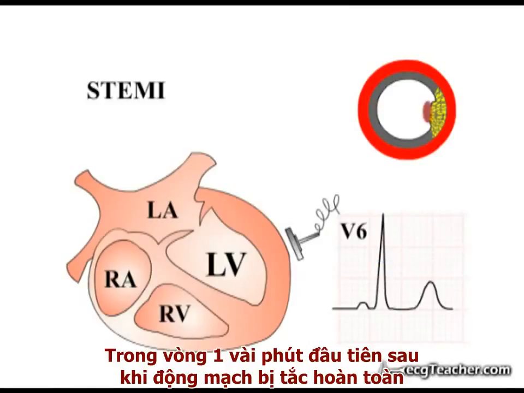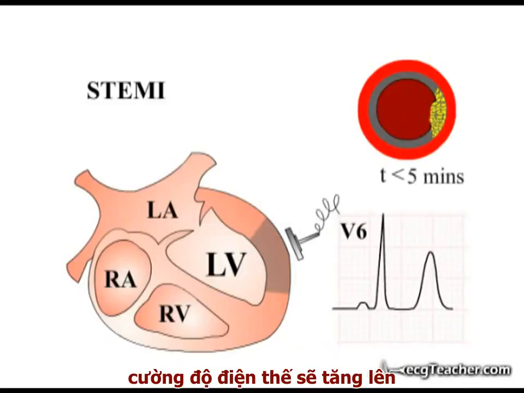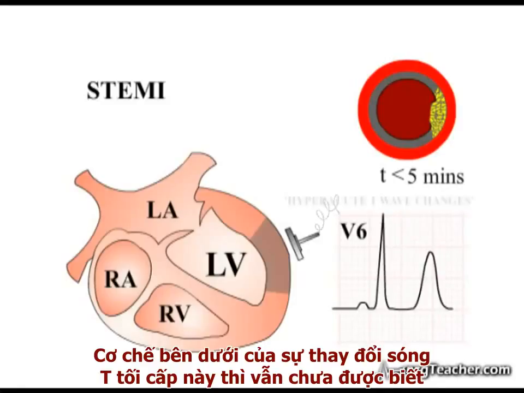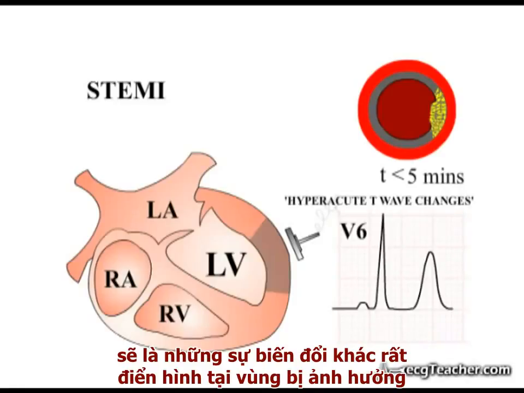Within the first few minutes of complete vessel occlusion, T waves in the leads overlying the affected area rise in amplitude. The mechanism underlying these hyperacute T wave changes is unknown. In these early stages, hyperacute T wave changes are followed by a very characteristic ECG abnormality in the affected leads.